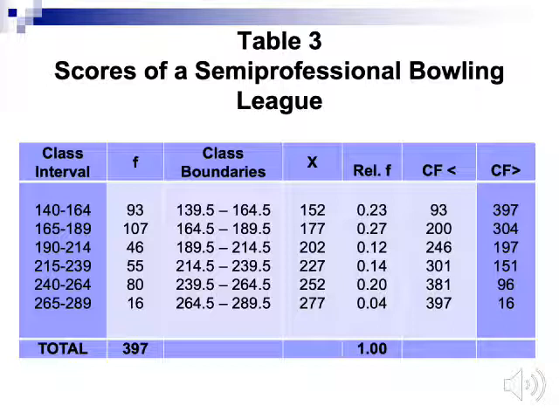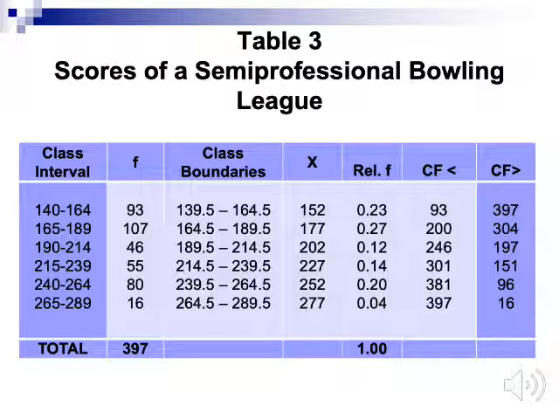Again, 246 is in here. That means there are 246 bowling players who scored 214 or less in a semi-professional bowling league. Or if we take 301, we would say there are 301 players who scored 239 or below in a semi-professional bowling league. That's how to do it. But for the greater than CF, let's say you have 197, you would say there are 197 players who scored 190 and above in a semi-professional bowling league.